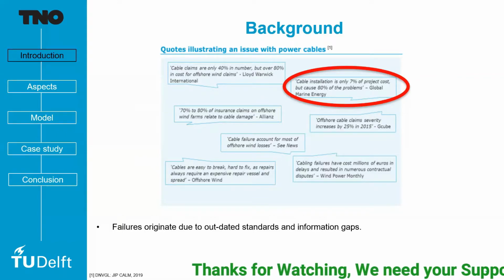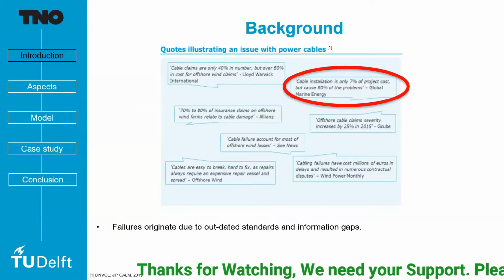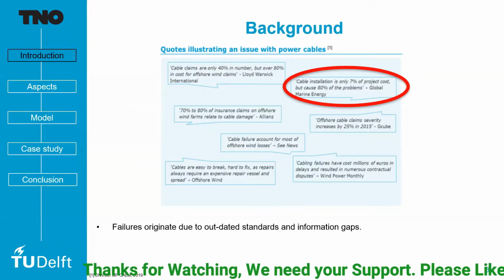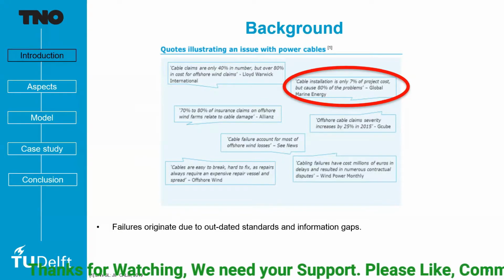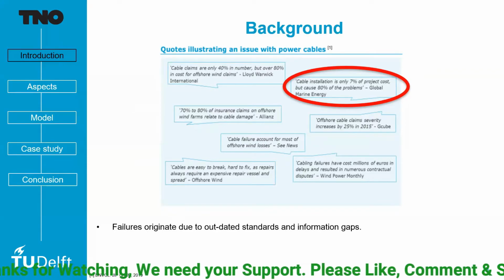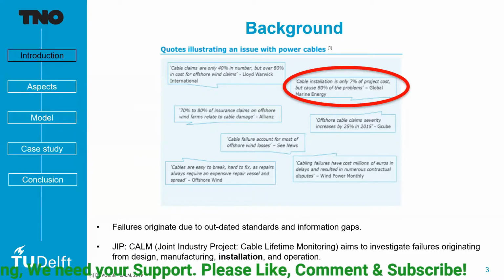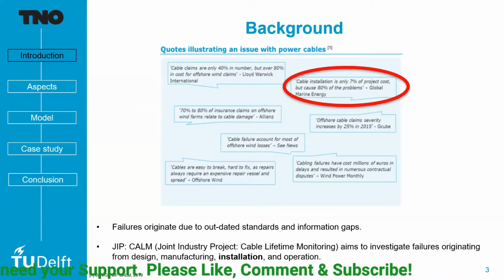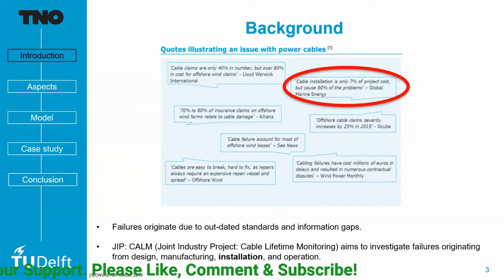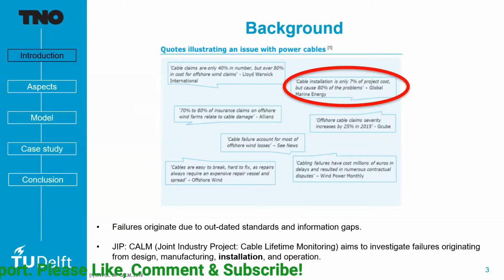They are based on standards set in 2008. And of course, if we want to make offshore wind farms bigger and more reliable, then we need to update these standards. So in order to do this, a big project was arranged, and in this case, it's called JIP-COM, Joint Industry Project Cable Lifetime Monitoring. It's basically a collaboration between different companies who are trying to investigate how these failures are occurring, and particularly installation.